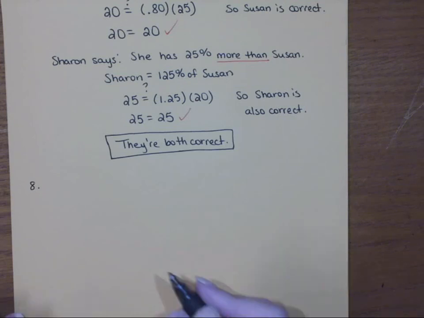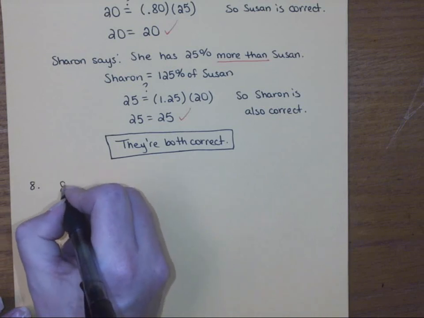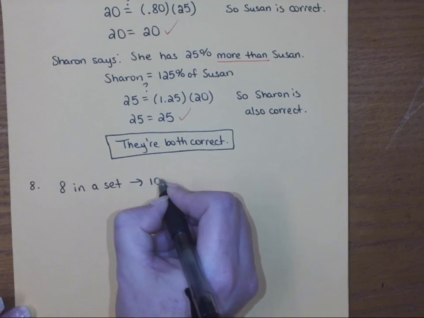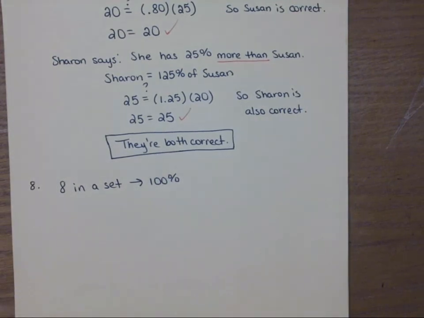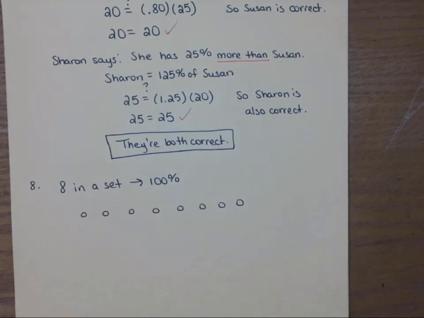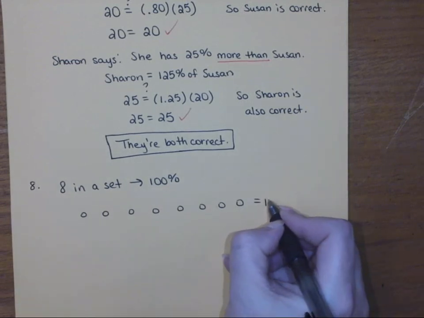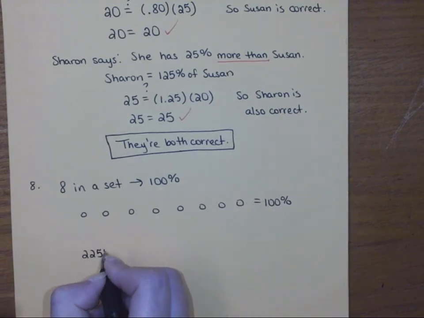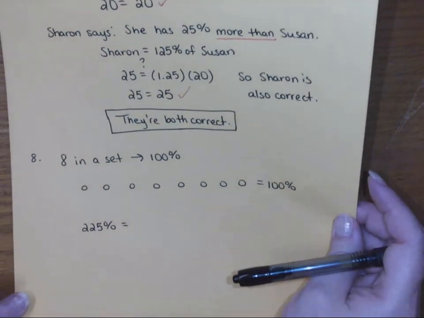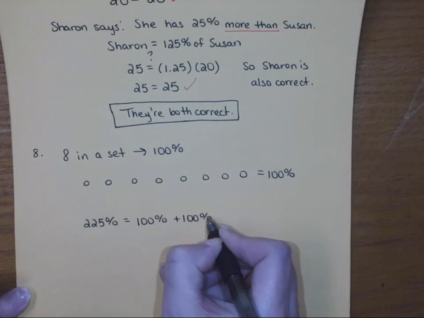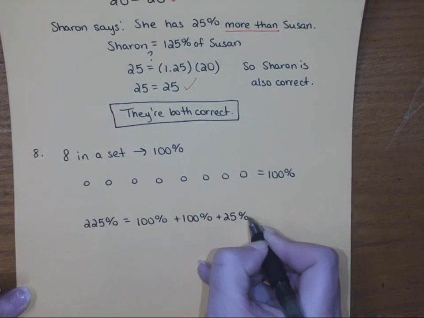So I said if there are 8 chips in a set, by the way, 8 in a set means that it stands for the 100%. If you're not sure how to read that. So I'm going to draw 8 items, and I'm going to make sure to say that that's 100%. But I want to talk about 225%, so I'm going to skip a little space. Let's see how I could break up 225. I could talk about 100% plus another 100% and then plus 25%.